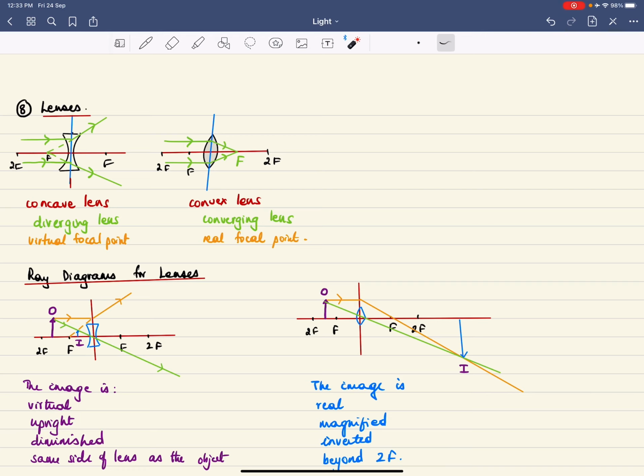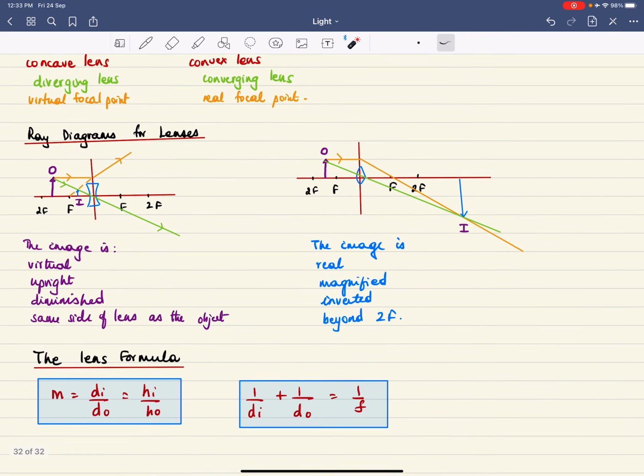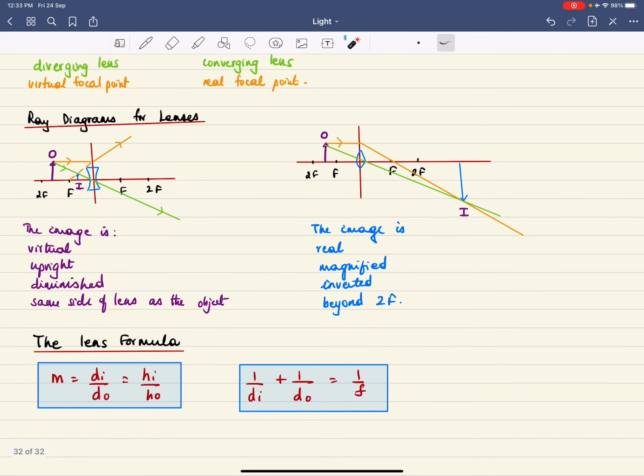So just look at your question carefully to see if the ray diagram is for a lens or for a mirror. The lens has got focal points on both sides, because it's transparent, you've got 2 focal points, and you don't have C, but you've got 2F, twice the focal length. Okay, that's how you draw ray diagrams for lenses. I've drawn them side by side, just pick 2 of the easiest rays.